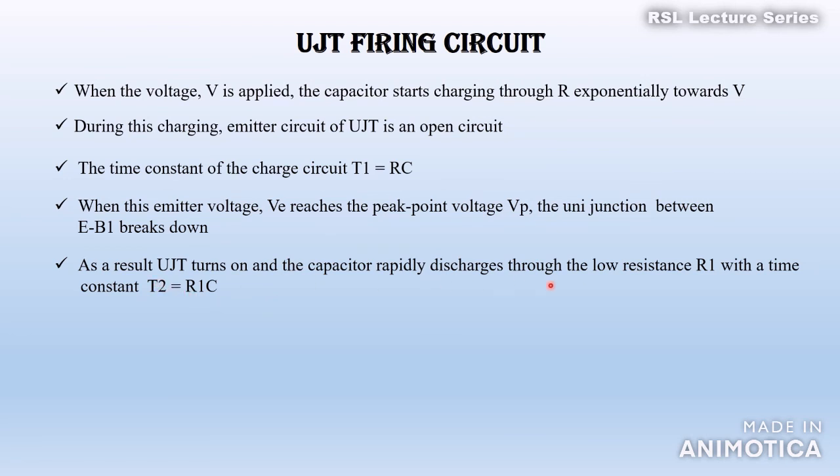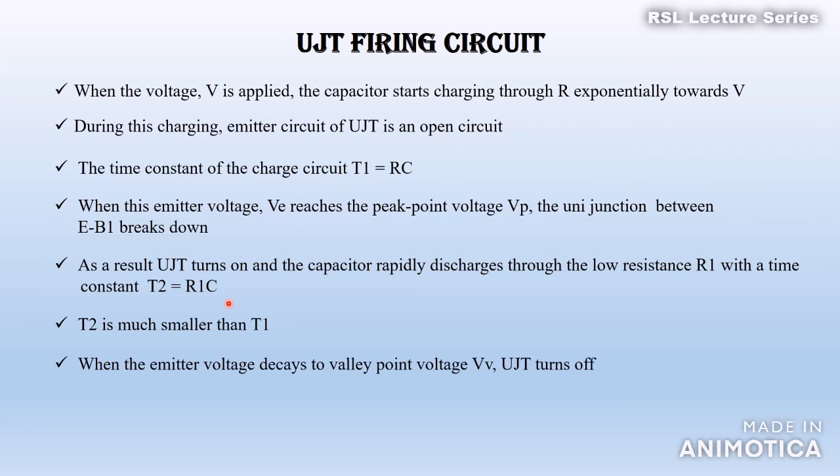Once the UJT turns on, the capacitor rapidly discharges through the lower resistance R1 with a time constant T2, R1 into C. This T2 is smaller than T1. When the emitter voltage reaches the valley point, the UJT turns off. This process is cyclic in nature, and it will produce a train of pulses at base terminal 1. This method is more advantageous and widely used when compared with the other methods.